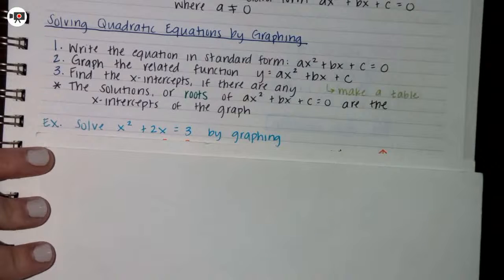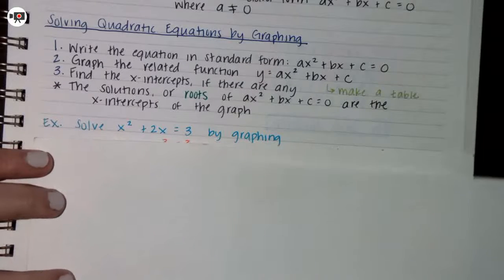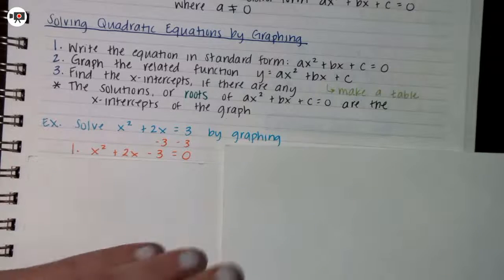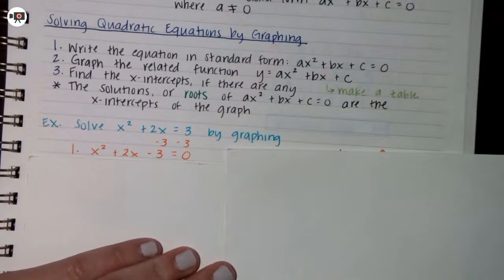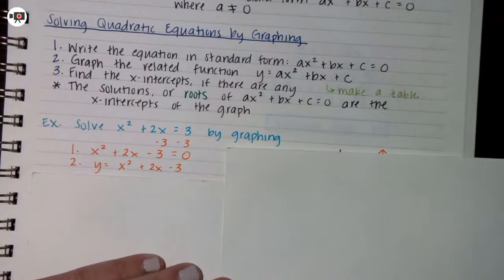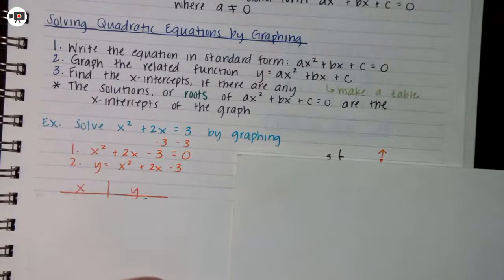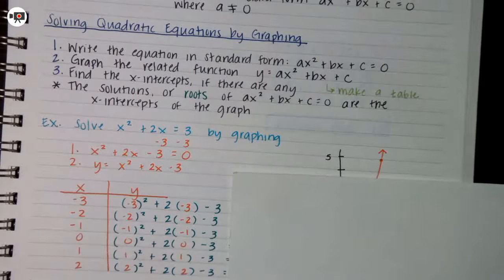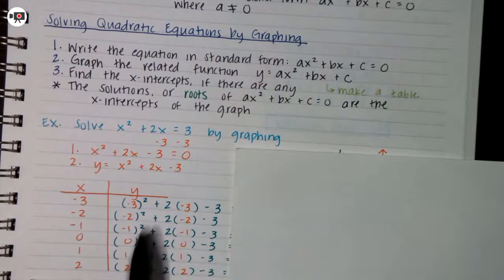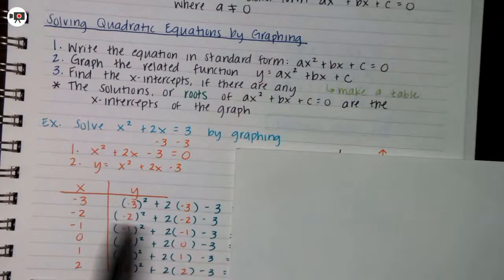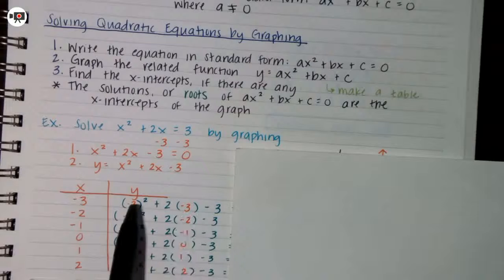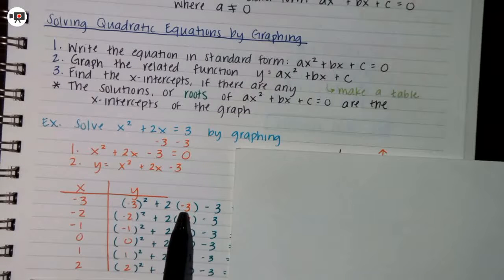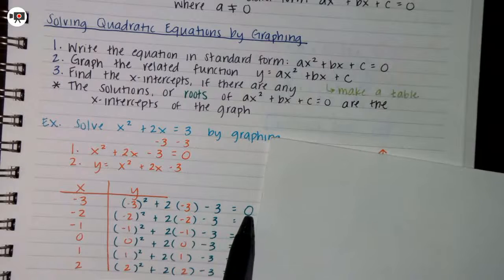So we're going to solve x squared plus 2x equals 3 by graphing. Step 1 says to write it equals 0 in standard form. So I subtract 3 on each side, and I get x squared plus 2x minus 3 equals 0. Step 2, replace that 0 with a y equals, and make a table. So I chose these x values, and I'm going to find the y values that match. For negative 3, we have negative 3 squared, which is 9, plus 2 times negative 3 is negative 6. So 9 plus negative 6 is a positive 3. 3 minus 3 is 0.